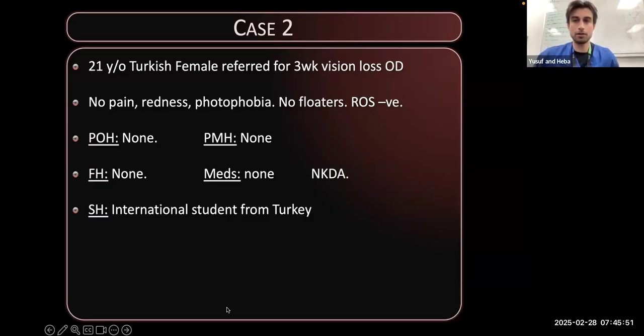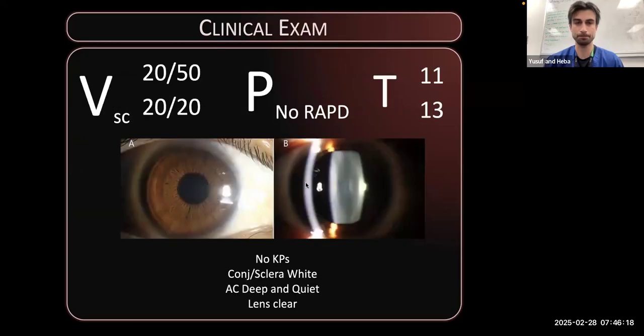Okay, guys, so I'll take it off after Hiba. My name's Yusuf. I'm one of the PGY3s here in Toronto. So case 2 is about a 20-year-old Turkish female who was referred for 3 weeks of vision loss in the right eye only. She did not have any pain, redness, or sensitivity to light. There was no history of floaters, and her review of systems was negative. Her past ocular and medical history was unremarkable, and she was not on any medications. And as I mentioned, she was an international student from Turkey.